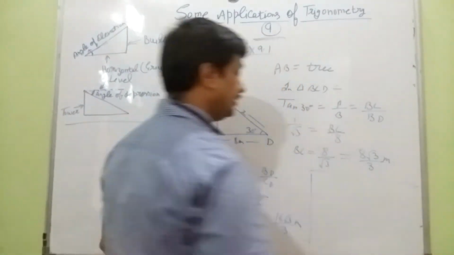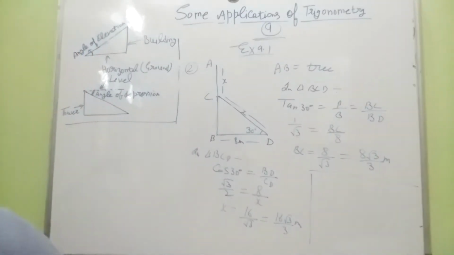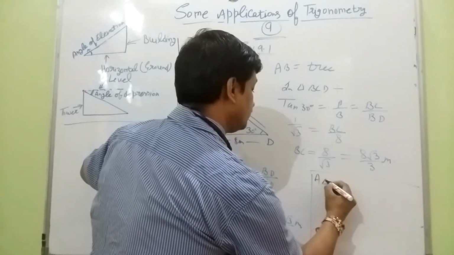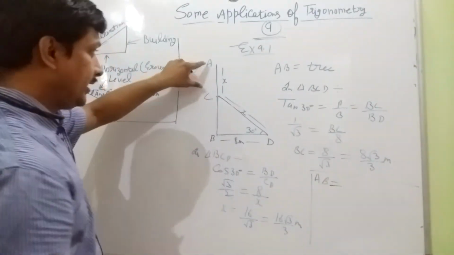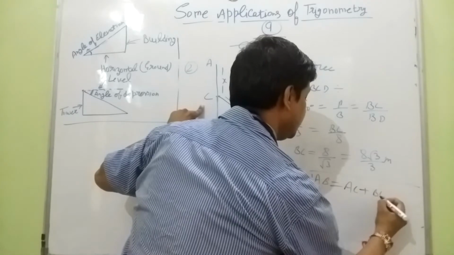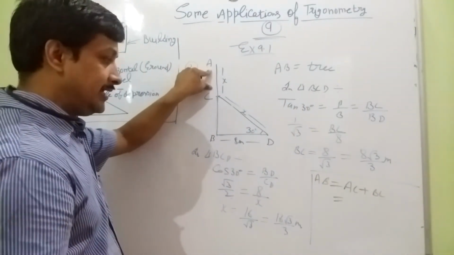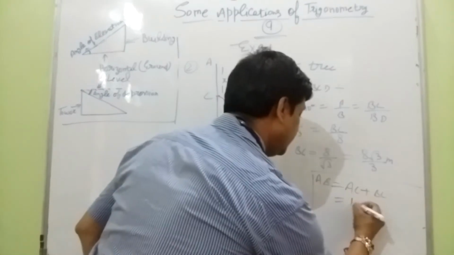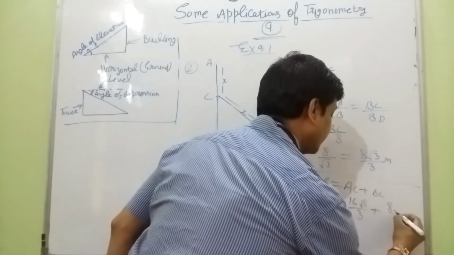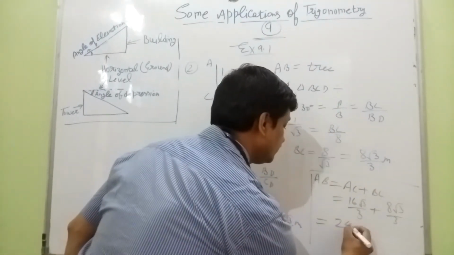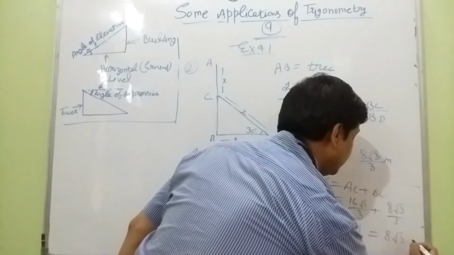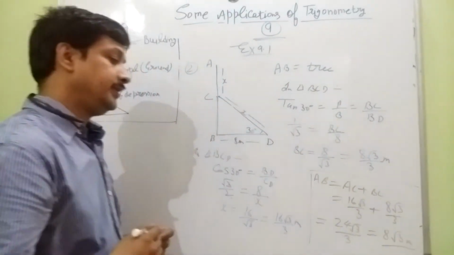Now finally we want to find the value of AB. So for AB, you can just add AC with BC. So AC plus BC, and AC is equal to x, and we know x is 16 root 3 upon 3. So put the corresponding values of AC and BC. Now add the terms, you will get 24 root 3 upon 3. That is, when you cancel it, you will get 8 root 3 meter.